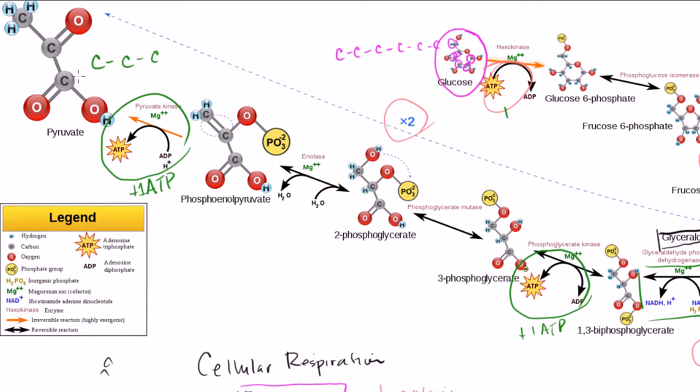And in the process, we were able to generate 2 net ATPs, and 2 NADHs that can later be used to produce ATPs.